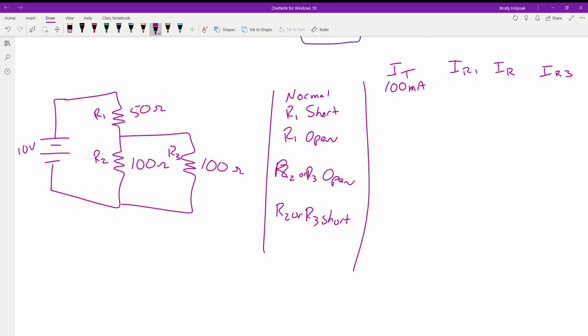How much current would be going through R1? How much current is going through R1? All of it. Okay, so in this case, we could probably even get rid of this column because I total and IR1 are going to be the exact same things. How much current's going through R2 and R3? 50 each.